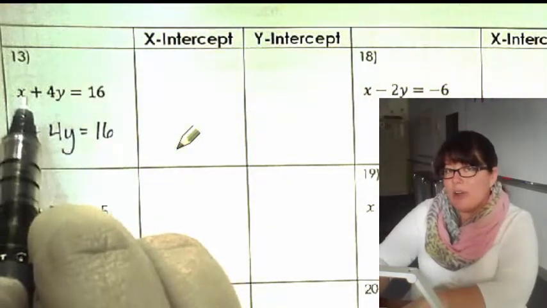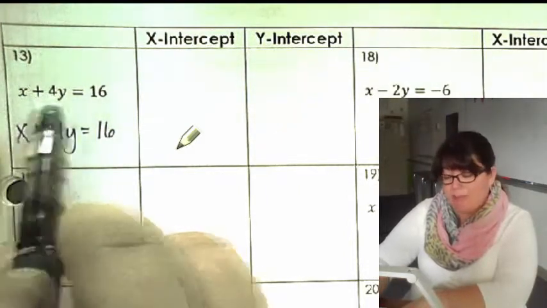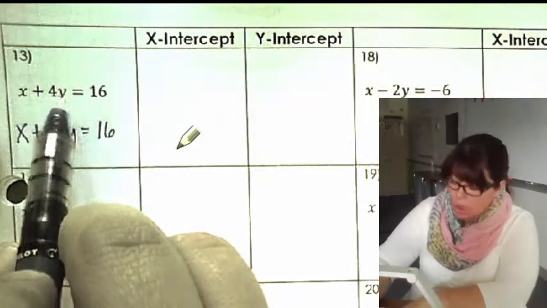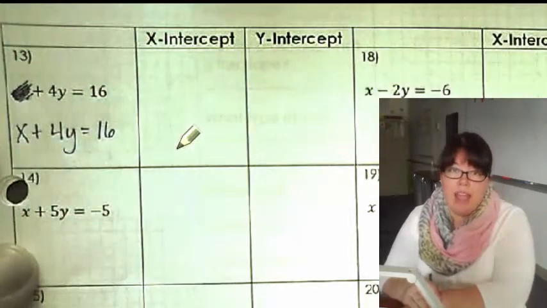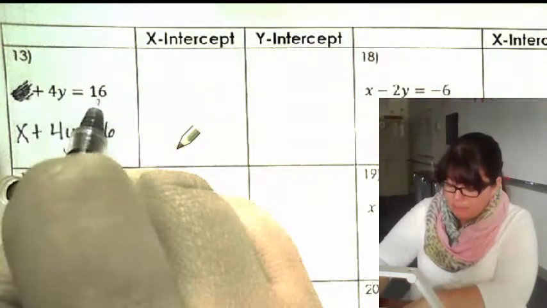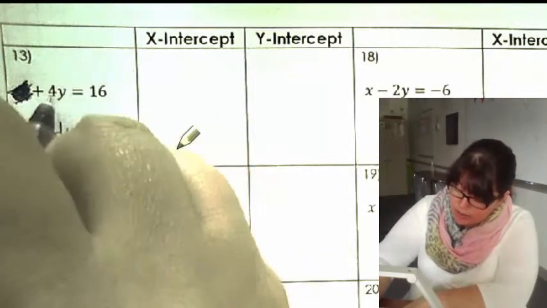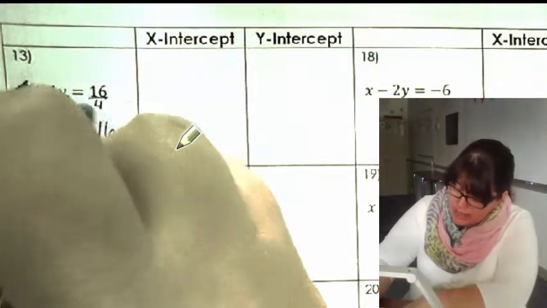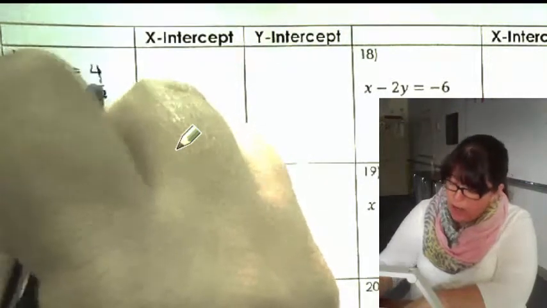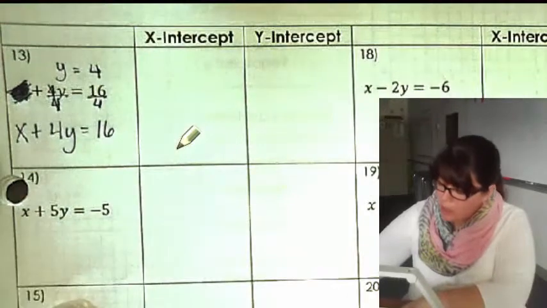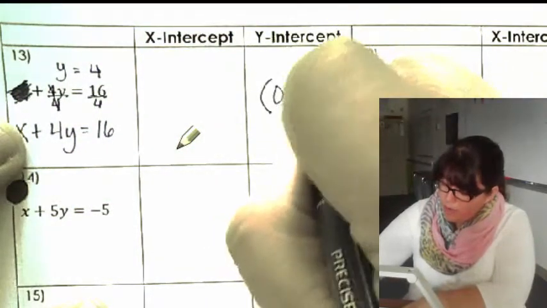If we plug in 0 for this x, it's going to disappear. And the only thing we will have left is the 4y. So what we can do is just cover that over and solve what we have left. If you cover the x-intercept, you are finding the y. So if we divide by 4 here, we can see that this will cancel, and y equals 16 divided by 4, which is 4. That's the y-intercept. So under y-intercept, we would put 0 for x, 4 for y.